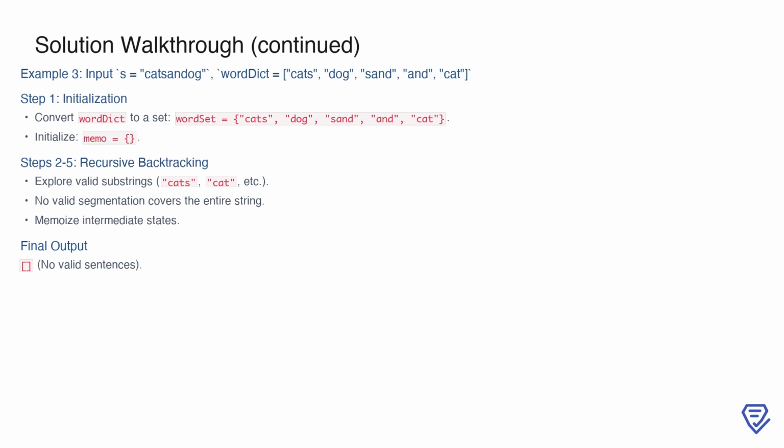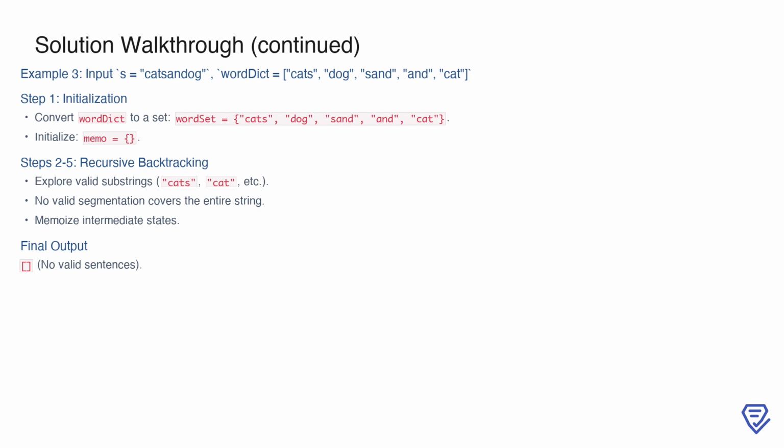In the third example, the input string is "catsanddog", and the dictionary contains the words "cats", "dog", "sand", and "cat". We begin by converting the word dictionary into a set, resulting in wordSet equals {"cats", "dog", "sand", "cat"}, and we initialize an empty memoization dictionary, memo equals {}. As we attempt to segment the string using recursive backtracking, we explore various substrings like "cats", "cat", and others. However, no valid combination of words from the dictionary can fully cover the input string.